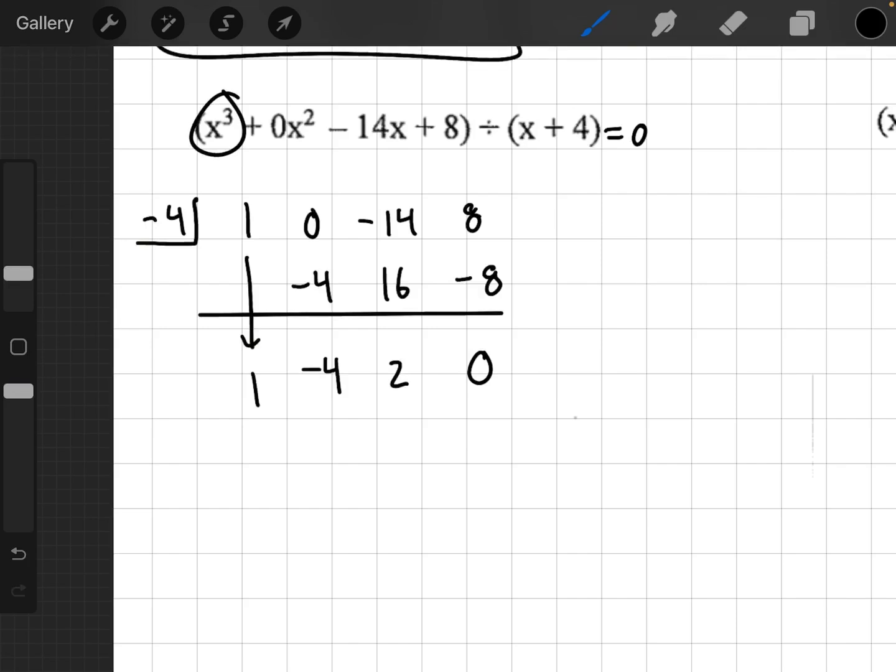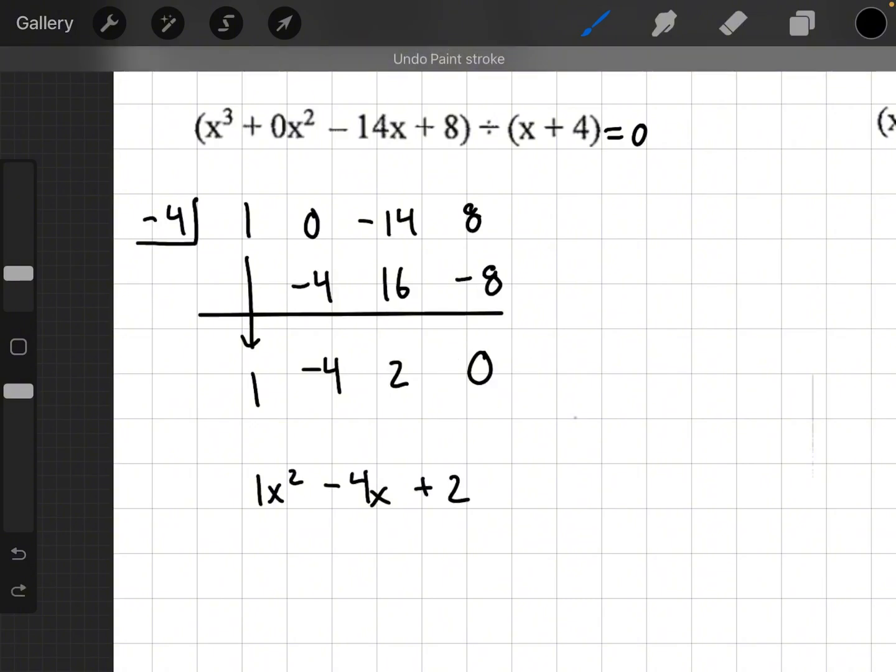Our highest power was x to the power of 3, so now we'll just have x to the power of 2. 1 times x to the power of 2 minus 4, this is a negative, minus 4 times x plus 2. And because there's no remainder, we won't need to add it to the end.